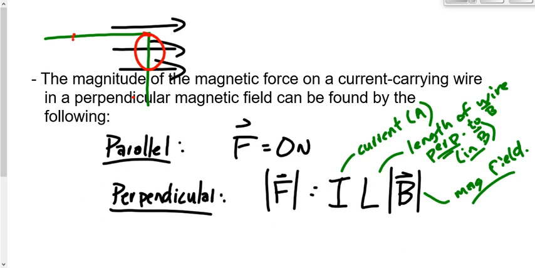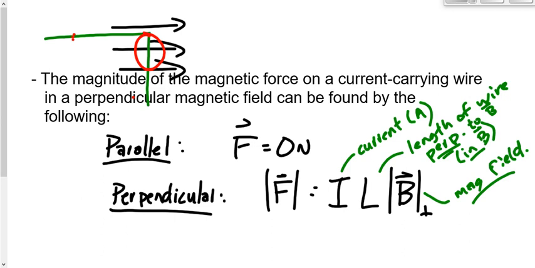I mentioned to you guys a few minutes ago that this equation is really what we call a cross product. If you're not familiar with the mathematics of cross product, we're simplifying it to make it work for the specific situation of the wire being perpendicular to the field. Because of that, we're going to change it from a cross product to a regular product, but we are going to add a little symbol.